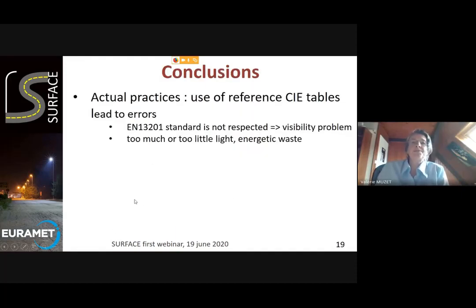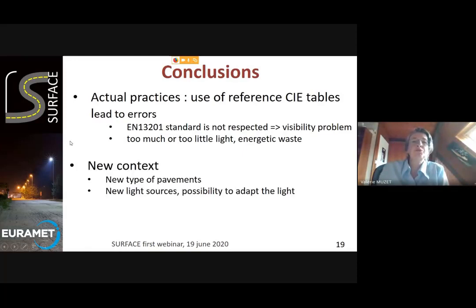So to conclude, I think we all know it, but it was important to prove it again and to see what we can do. In practice, we use the reference CIE tables, but this leads to errors. The standard is not respected in the majority of the cases, so it could give visibility problems and safety problems. And in some cases, we have too much light or too little light. The quality of the light is generally not good, and it could also give energetic waste.